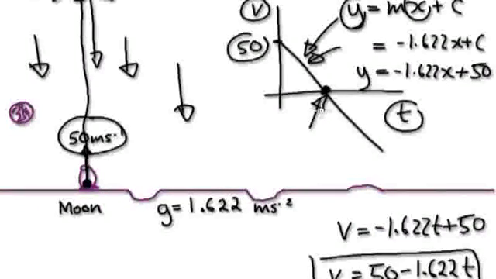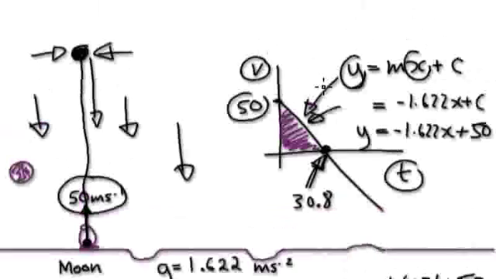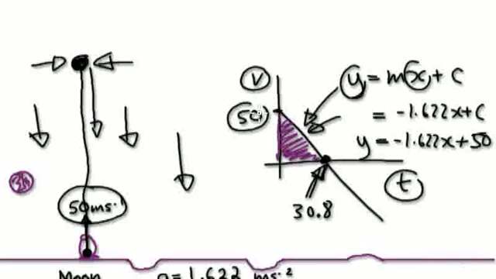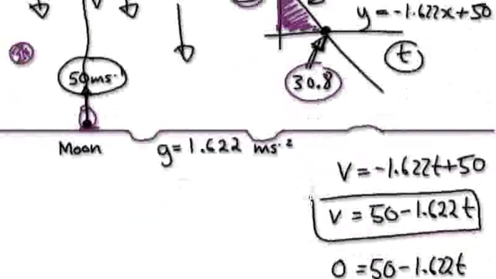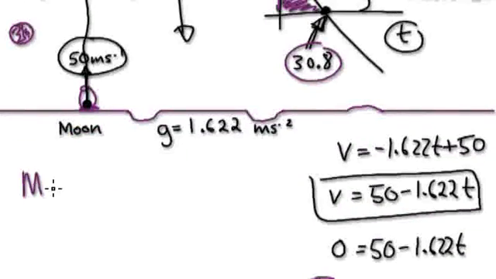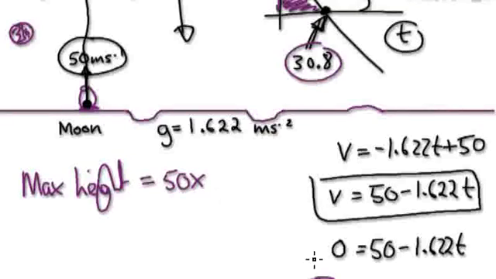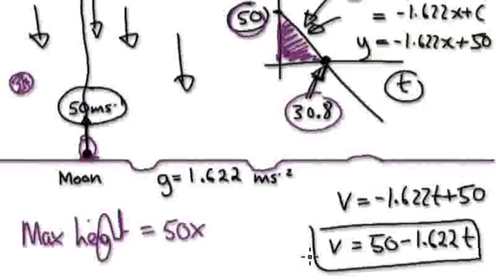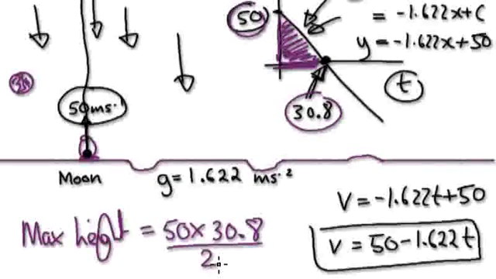Well, anyway, so this point here is 30.8. Now you want to find out the area underneath this graph here, this line here. So get the height, which is 50, times this thing here. So maximum height equals 50 times the distance here, well, the time here, 30.8, and then because it's half of a rectangle, divided by 2.